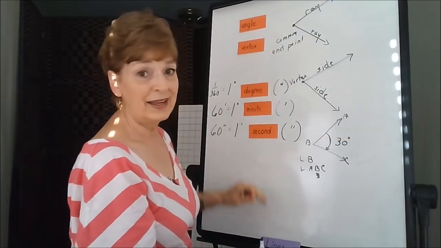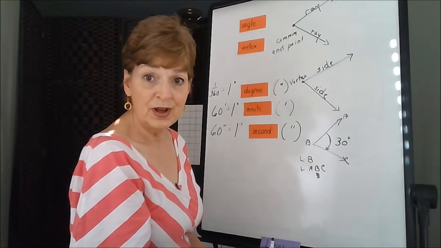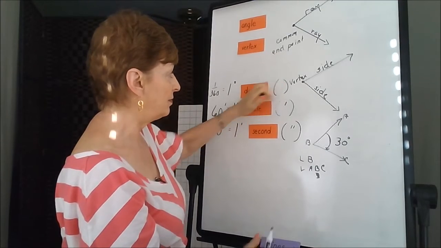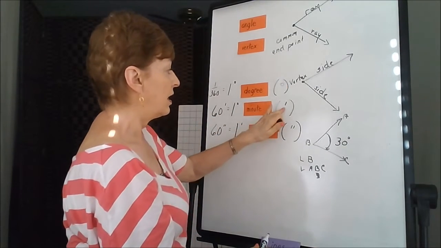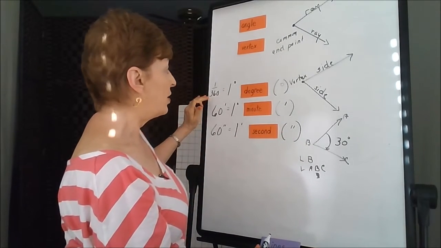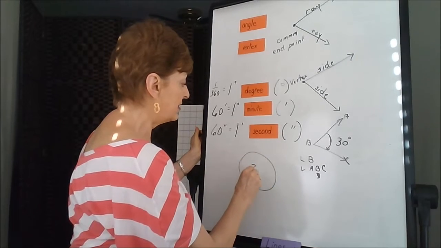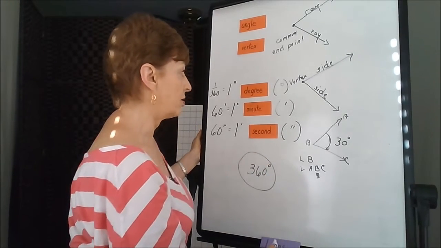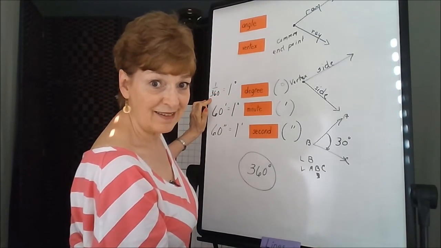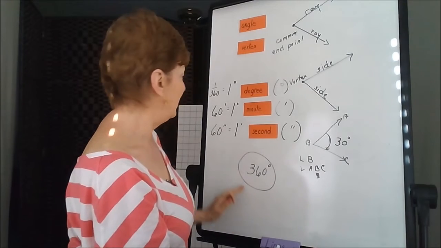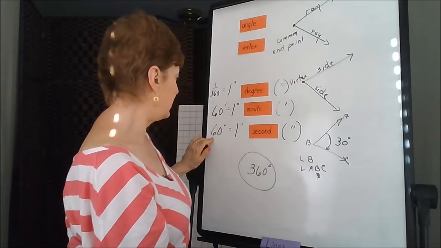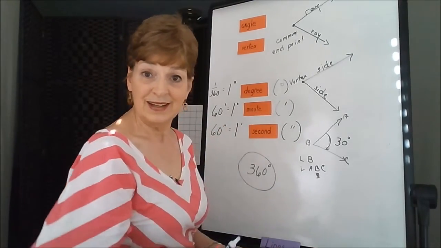Degree, minute, and second are actually measures of a circle or an arc. The symbols for them are a small little circle for degree, this symbol for minute, and this symbol for second. In fact, there are 360 degrees in a complete circle. 1 degree is 1/360th of the whole circle. There are 60 minutes in 1 degree and 60 seconds in 1 minute. Does it sound familiar?